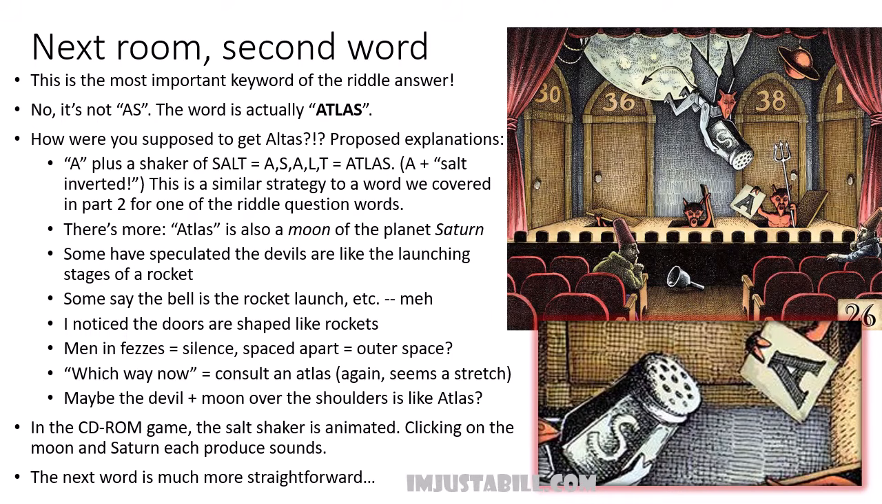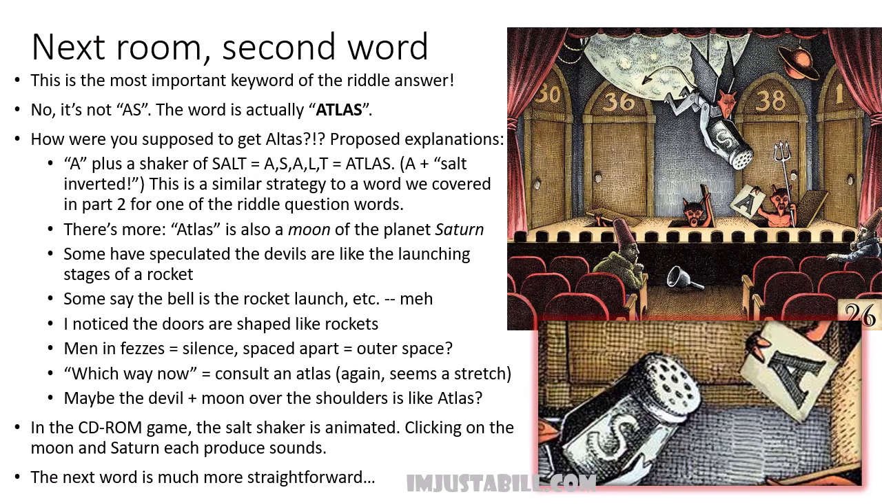Maybe by taking a closer look at the devil with the moon behind it, it looks kind of like Atlas, because I know if I wanted to encode the word Atlas somewhere, I immediately think of the figure Atlas, big strong guy with the earth on his shoulders. Now, in the CD-ROM game, the salt shaker is animated by default, and clicking on the moon and Saturn each produces sounds. So again, I think that's an indication that the items they chose to animate in the CD-ROM game were ones pertaining to the riddle, or in this case, the riddle's answer, rather.